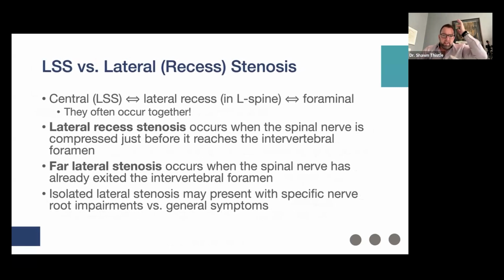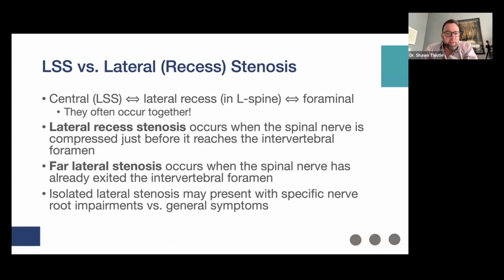What about lateral recess stenosis? That's kind of like the same pathology, different part of the spine. So these things can often occur together. The lateral recess is the area, I'll show you diagrammatically in a moment, just outside the central canal before you get to the IVF. And this can occur when the spinal nerve is compressed just before that IVF area.